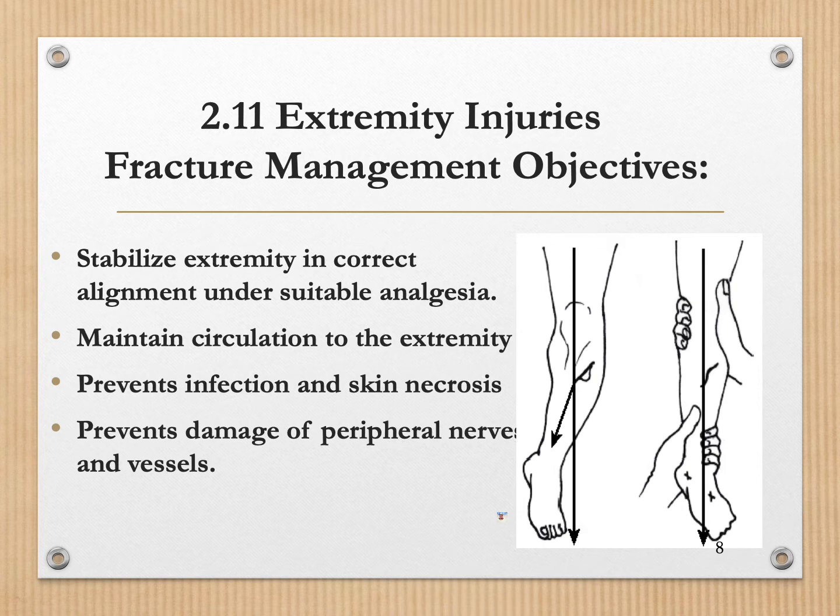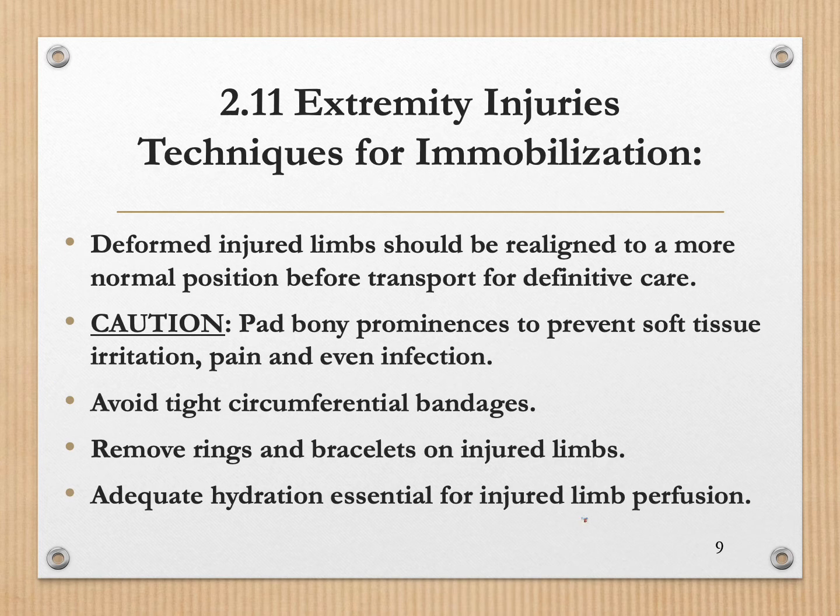Immediately stabilize extremities in correct alignment under suitable analgesia. Maintain circulation to the extremity. Prevent injury and skin necrosis. Prevent damage of peripheral nerves and vessels. Deformed injured limbs should be realigned to a more normal position before transport for definitive care. Careful. Pad bony prominences to prevent soft tissue irritation, pain, and even infection. Avoid tight circumferential bandages. Remove rings and bracelets on injured limbs.